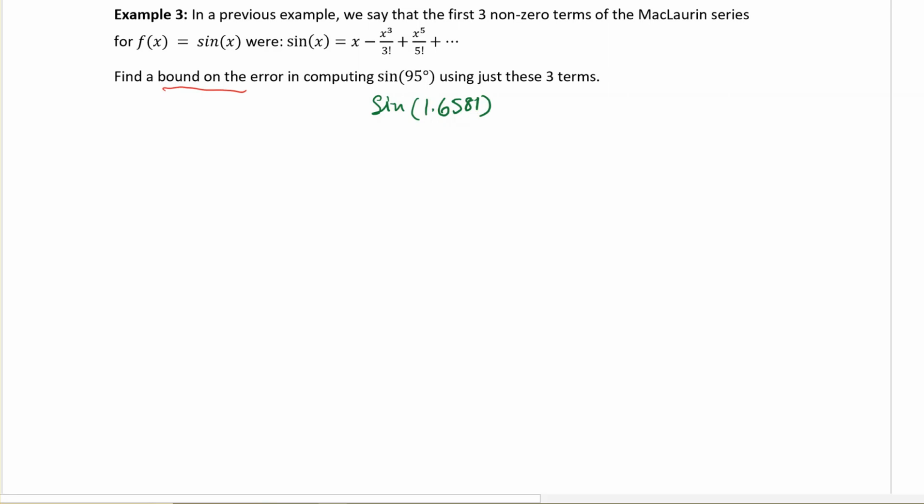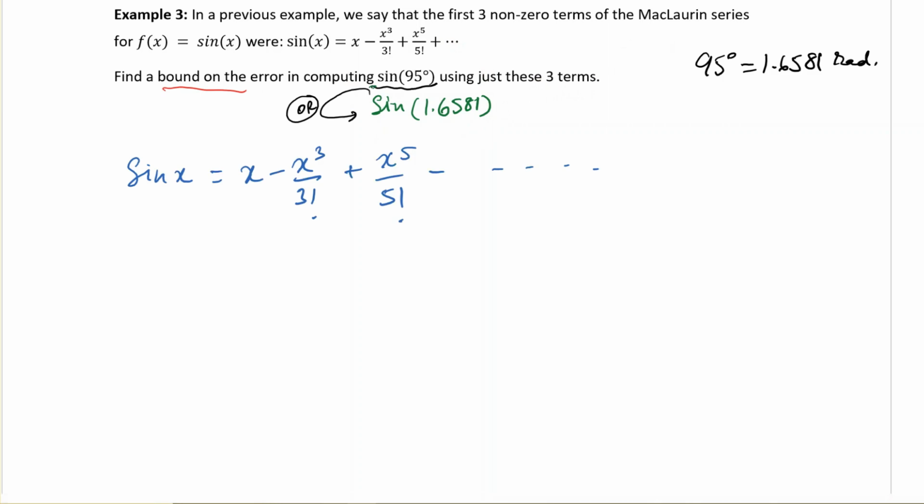So now we're going to figure out what is the bound on the error in computing this value if we use just 3 terms of the Maclaurin series for sin x. If we look at the first 3 non-zero terms, we stop at x raised to power 5 over 5 factorial. So in our mind, we will think, oh, we should calculate E5.